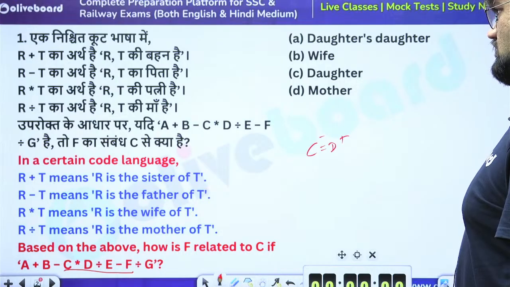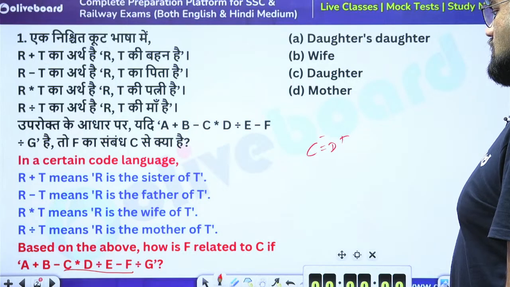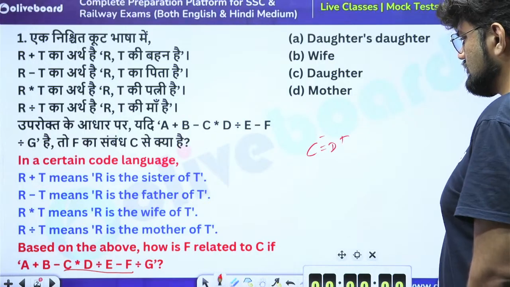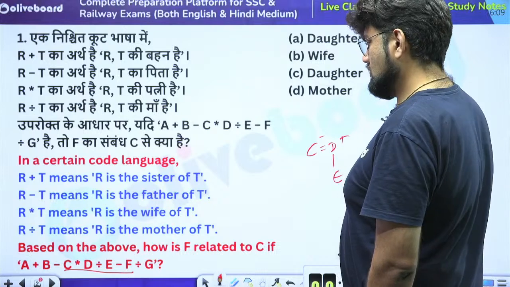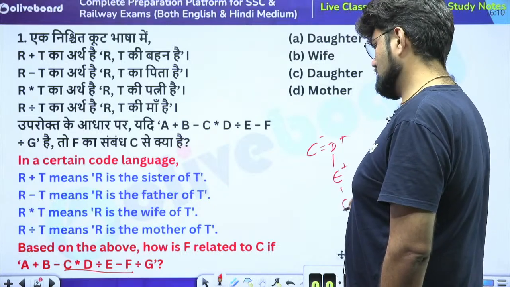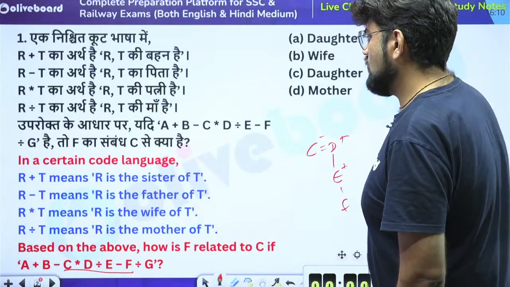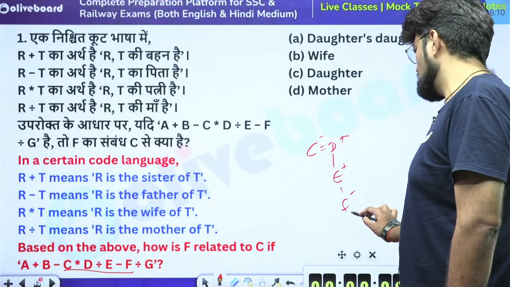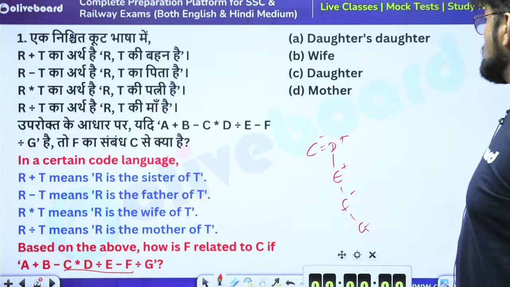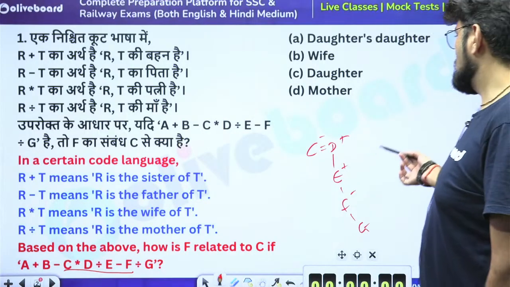Is there something wrong? How is F related to C? So it's, and F divided by G, F is again the mother of, its son's daughter is not given. Daughter's daughter is the only option here.